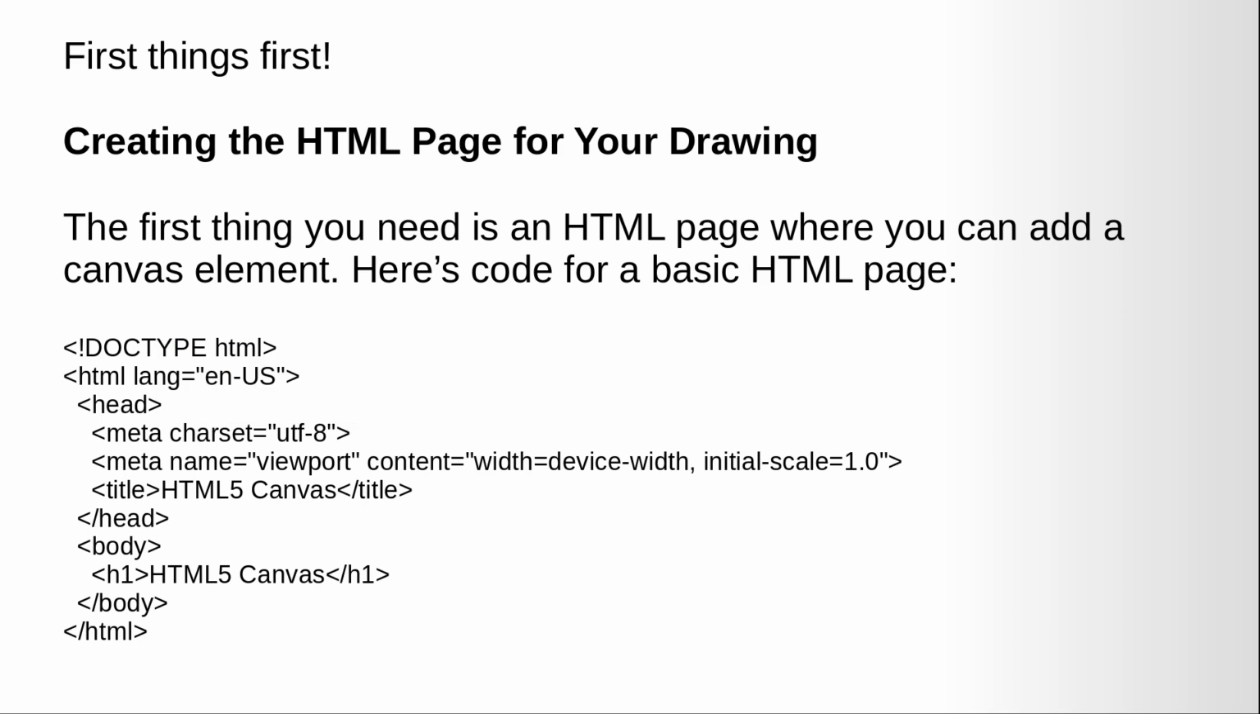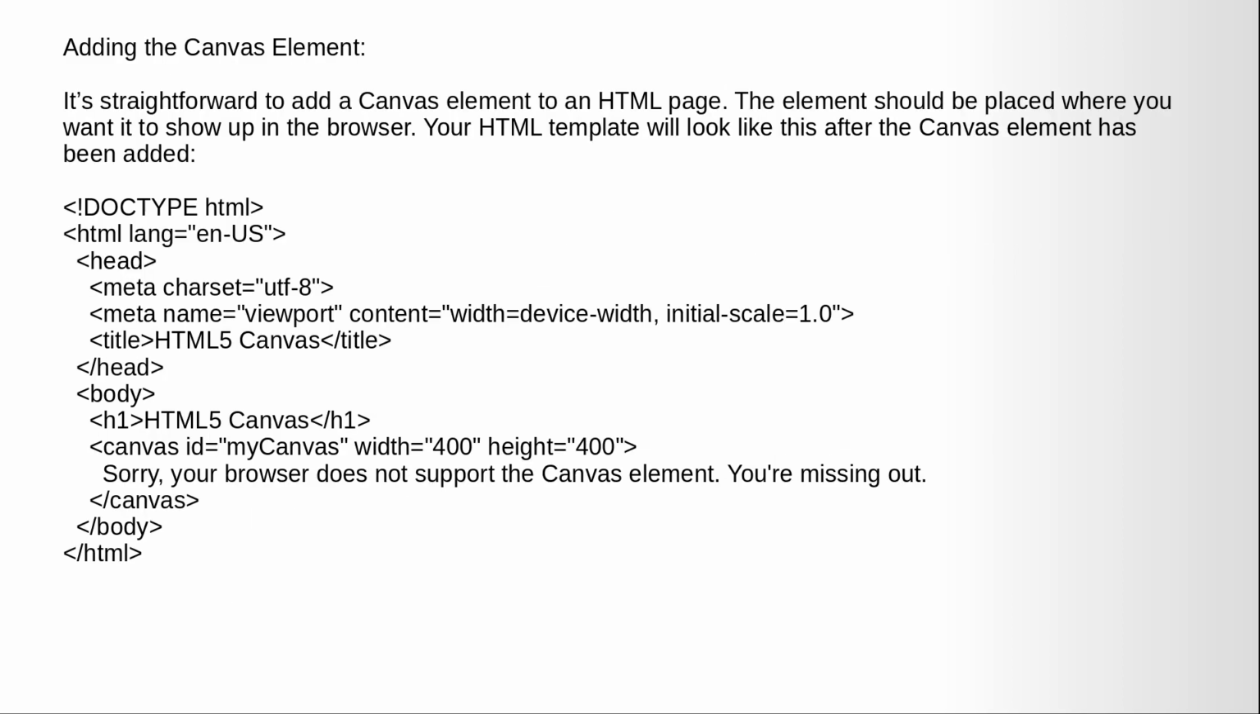Okay, yeah, so adding the canvas element, it's very straightforward to add a canvas element to any HTML page. The element should be placed where you want it to show up in the browser. Your HTML template will look like this after the canvas element has been added. So here we are going to add a canvas ID, my canvas width 400, height 400, and sorry, your browser does not support canvas element, you're missing out.